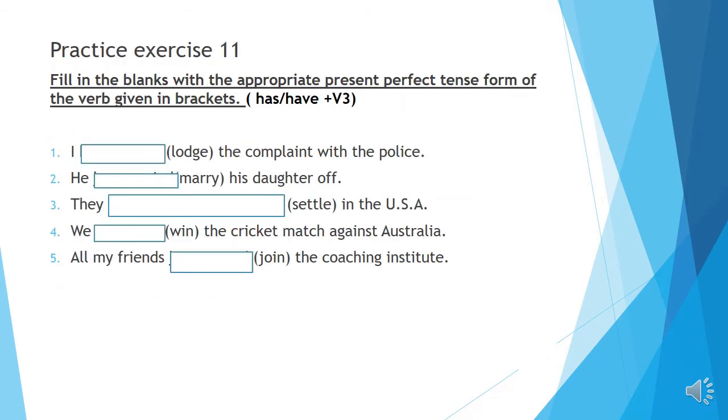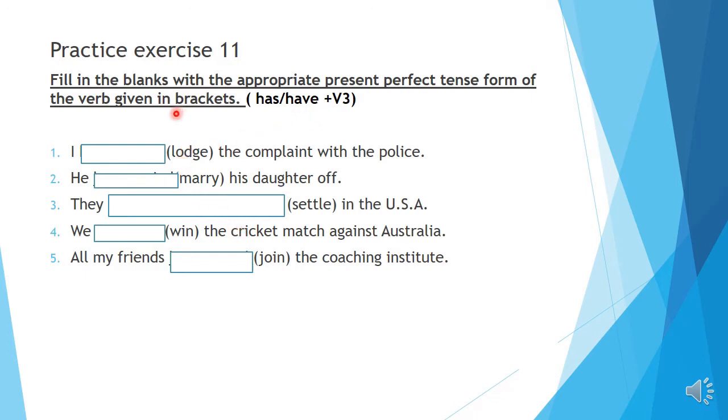Now let us do practice exercise 11. Fill in the blanks with the appropriate present perfect tense form of the verb given in brackets. Children, present perfect tense is has or have plus V3. That you must know very well. Okay children. And here we have 5 questions.